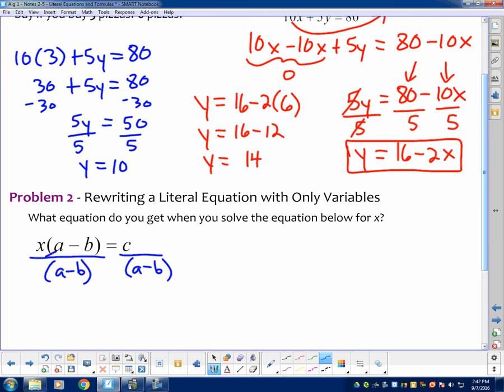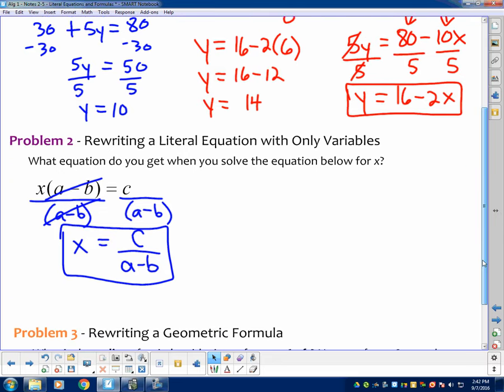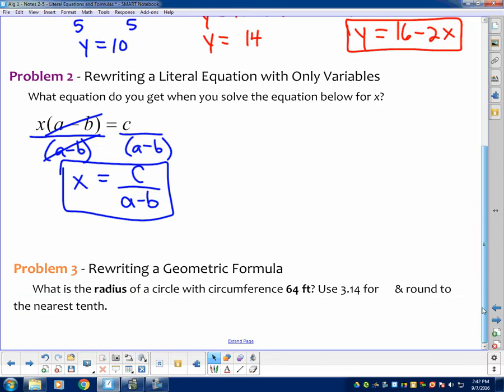Now notice that a minus b divided by itself is 1, so x equals c over a minus b. So we have c over a minus b. That equation is now solved for x. Box it here. And then if you had values for c, a, or b, you can plug them in. Different values for c, a, and b would give you different values of x.